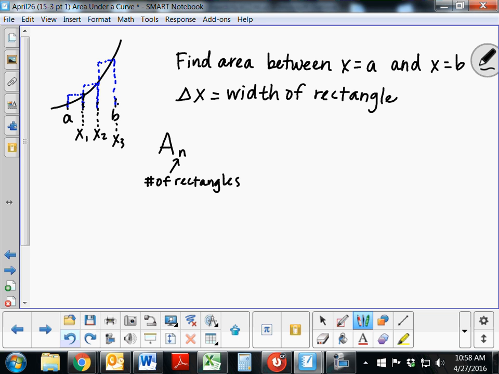So you said to find the total area, you're going to have to add up the sum of all your rectangles. And all I have to do is multiply their bases and their heights together. So their bases would be your delta x every time. How would you find the height of your rectangle though?